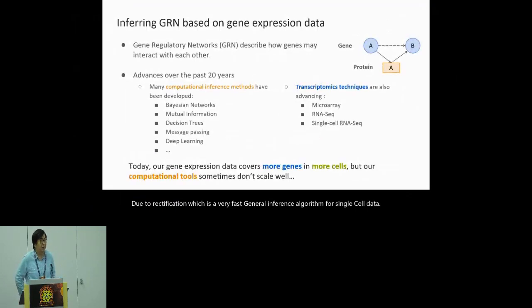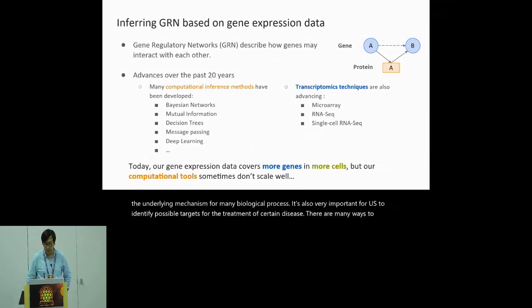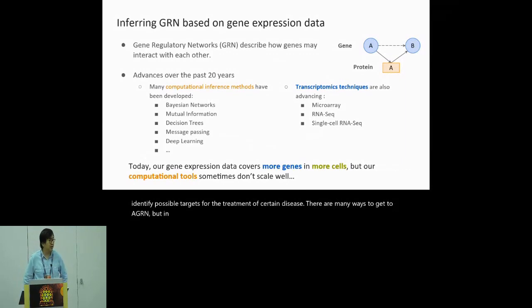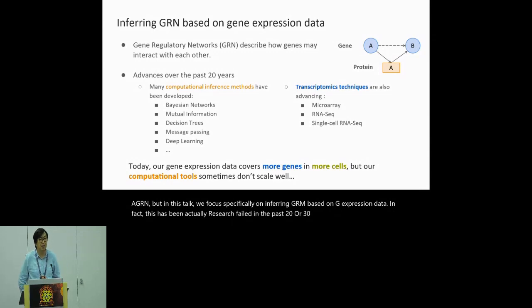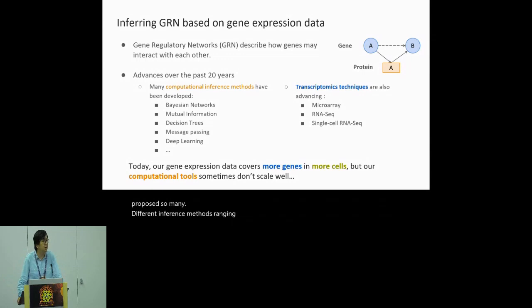As you know, gene regulatory networks, or GRNs, are a very useful tool for understanding the underlying mechanisms of many biological processes. They are also very important for identifying possible targets for the treatment of certain diseases. There are many ways to get to a GRN, but in this talk, we focus specifically on inferring GRNs based on gene expression data. In fact, this has been an active research field for the past 20 or 30 years, and people have proposed many different inference methods, ranging from Bayesian networks to decision trees. In recent years, people are using deep learning methods to speed up this entire process.